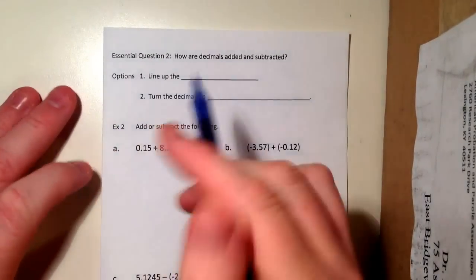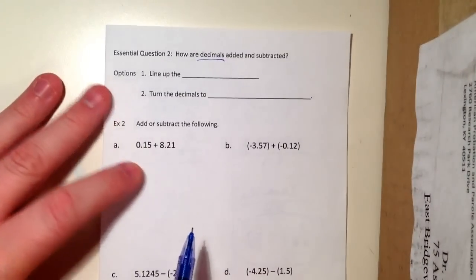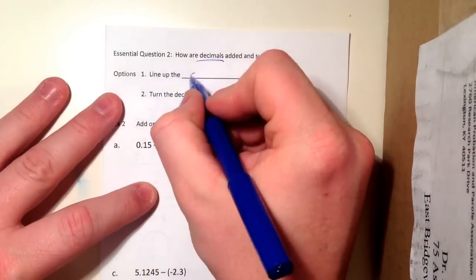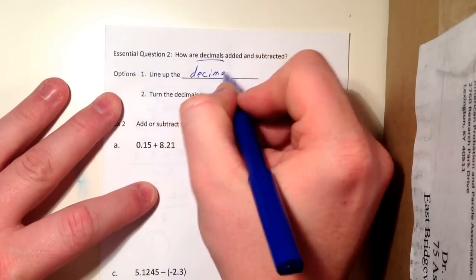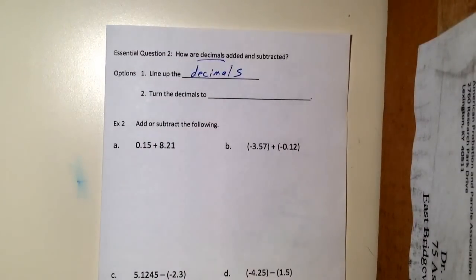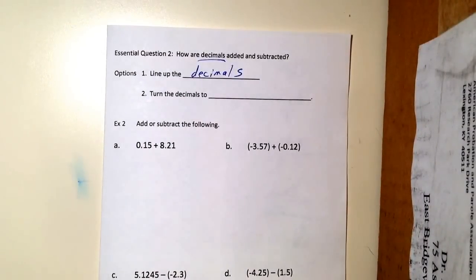Okay, we're going to talk about how to add and subtract decimals. One of the things we're going to look at is we're going to line up the decimals and go from there. That's pretty much the easy way.